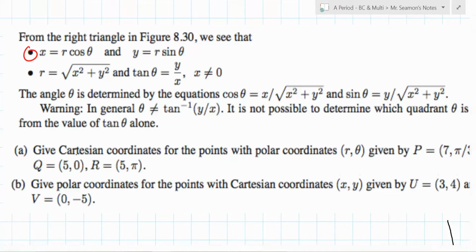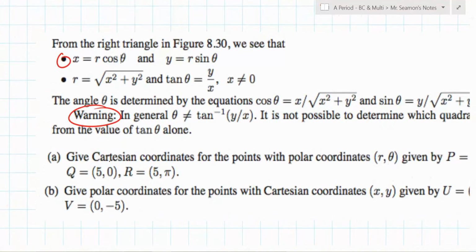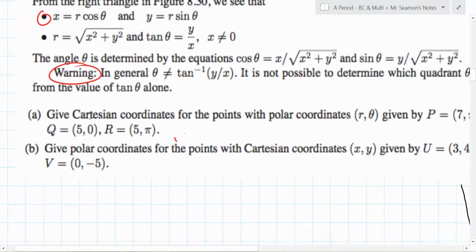They do give you this warning. We chose tangent, but in general, theta does not equal tangent inverse of y over x. It's not possible to determine which quadrant theta is from the value of tangent alone. You just have to be careful about that. So choose a different trig function. Just choose sine or cosine. So we did one of these. We did one of those.